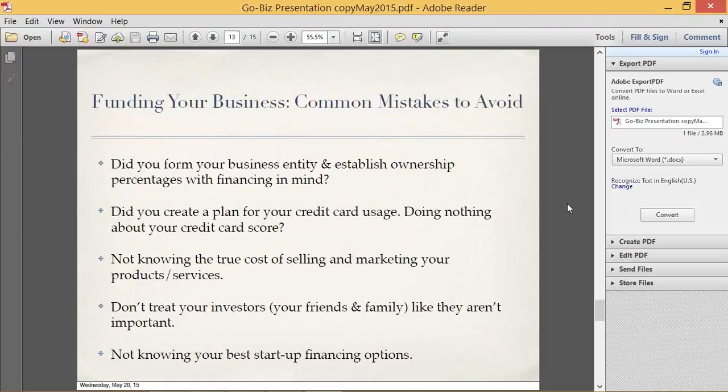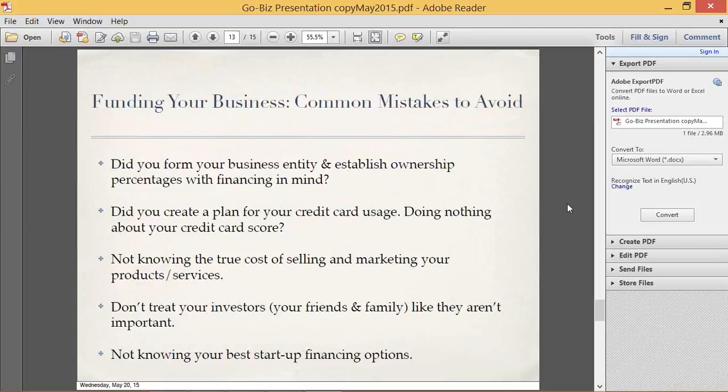And as Kurt mentioned, not knowing the true cost of selling and marketing your products and services. And you might say, we want to give free delivery service, but do you actually know the cost of that delivery service and getting that package to the post office or the UPS? Have you factored in all of those cost factors and features when you are pricing out your product or service?